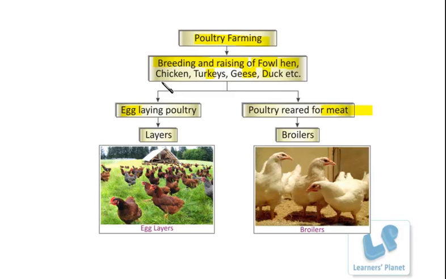So those particular breeds which are raised for the purpose of egg laying, those types of poultry birds are known as the layers. You can see this picture here. These mature birds are used for laying the eggs, and of course for that the male partner is also required, because eggs are produced because of the fusion of the male and the female gamete, isn't it? So for the male gamete, the male partner is also required.